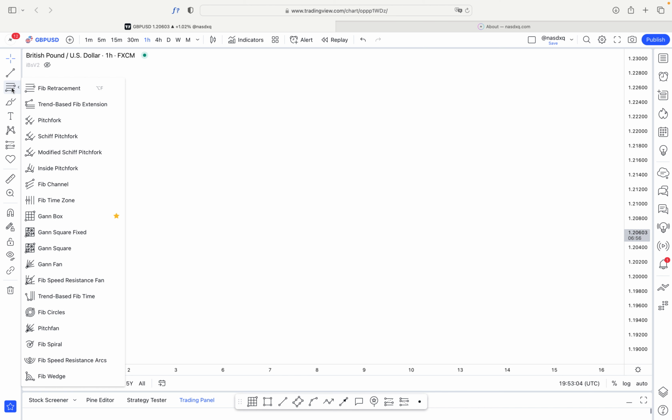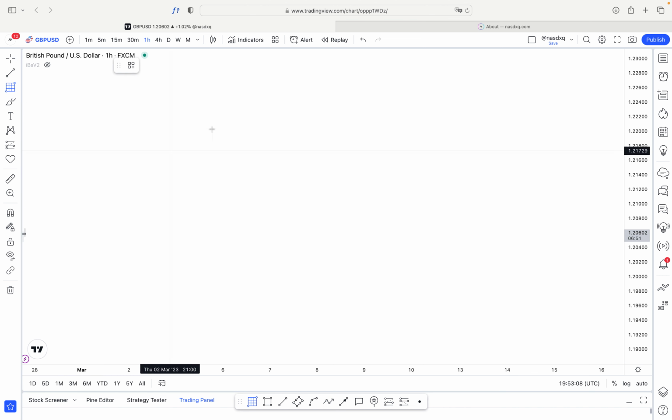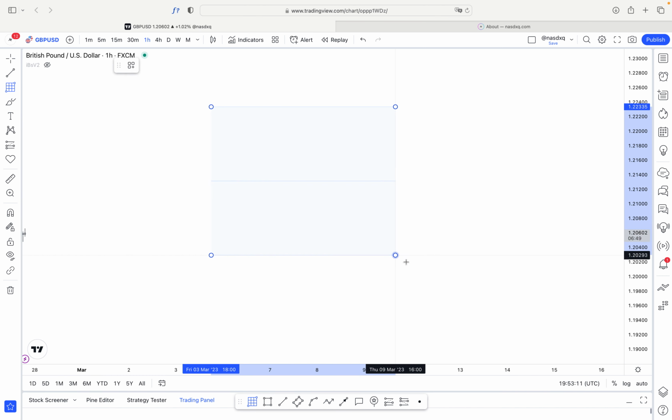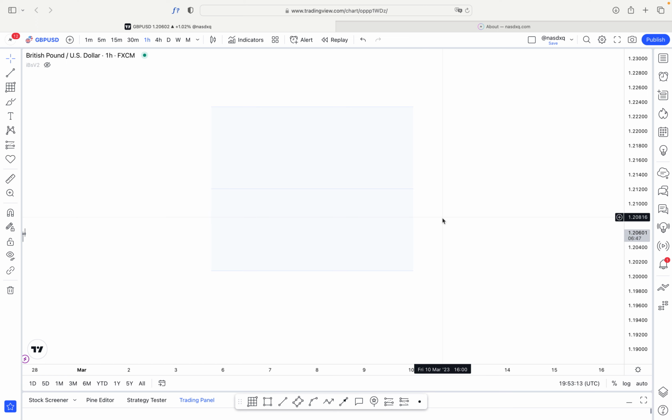First thing you want to do is come over to the sidebar menu, go to the third drop down menu, and you want to go to Gann box. The Gann box, when you pull it out, will look like this. It's a very simple tool, and this method is very simple.